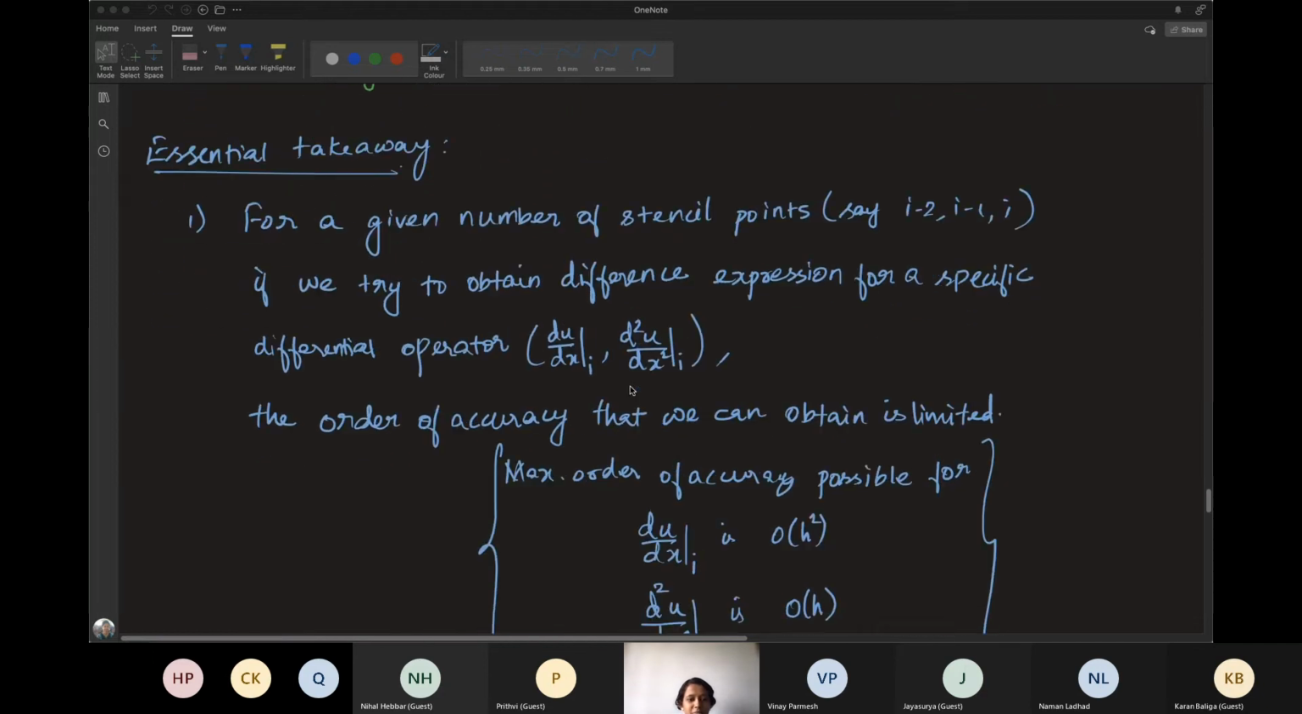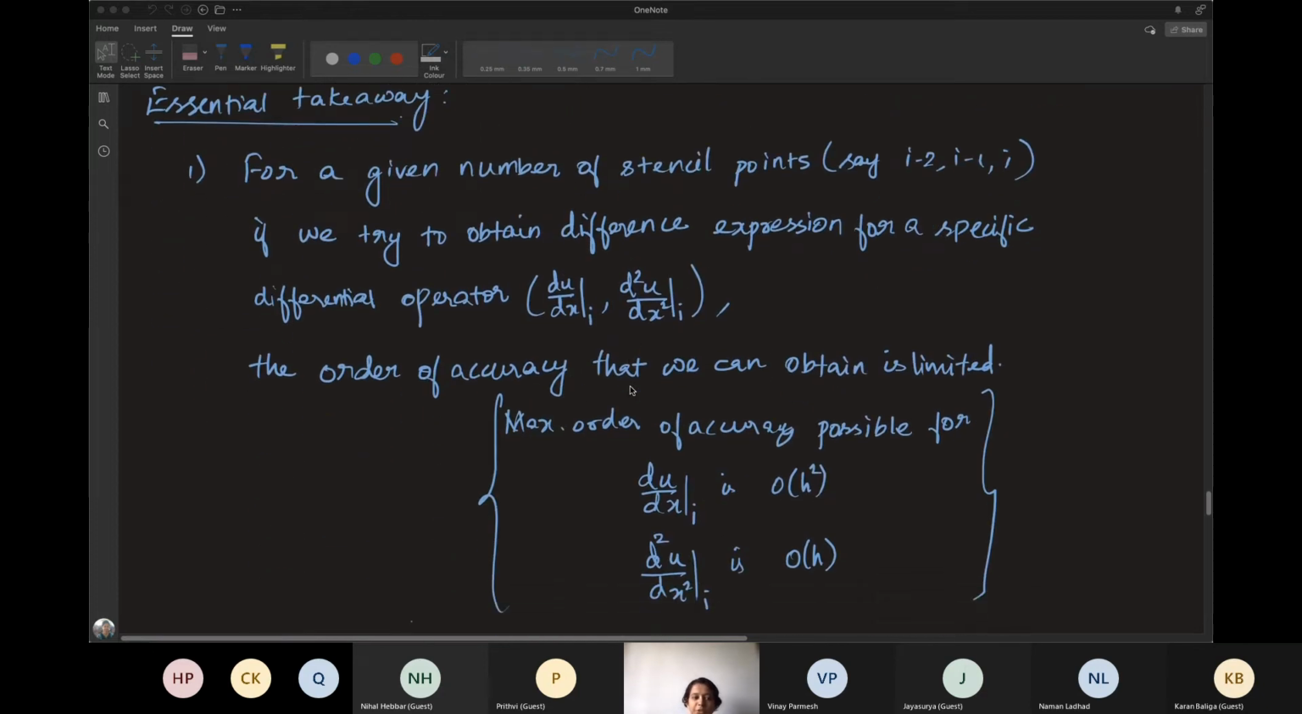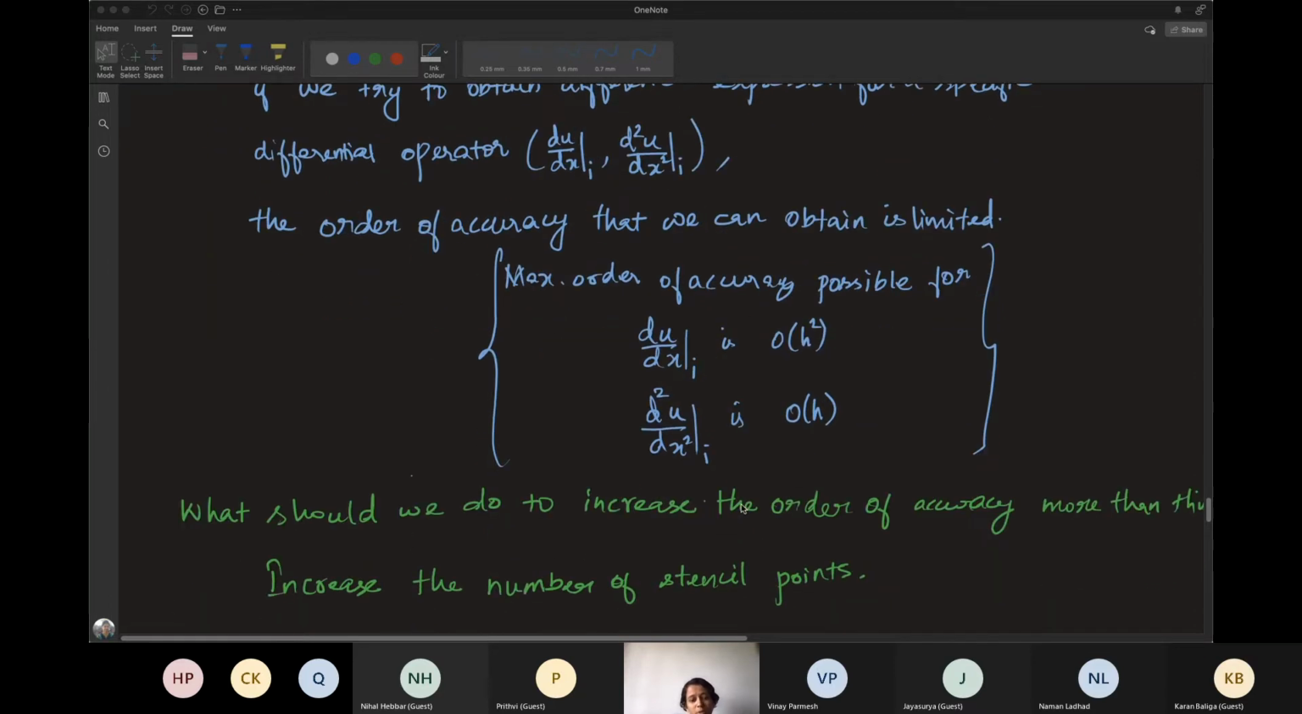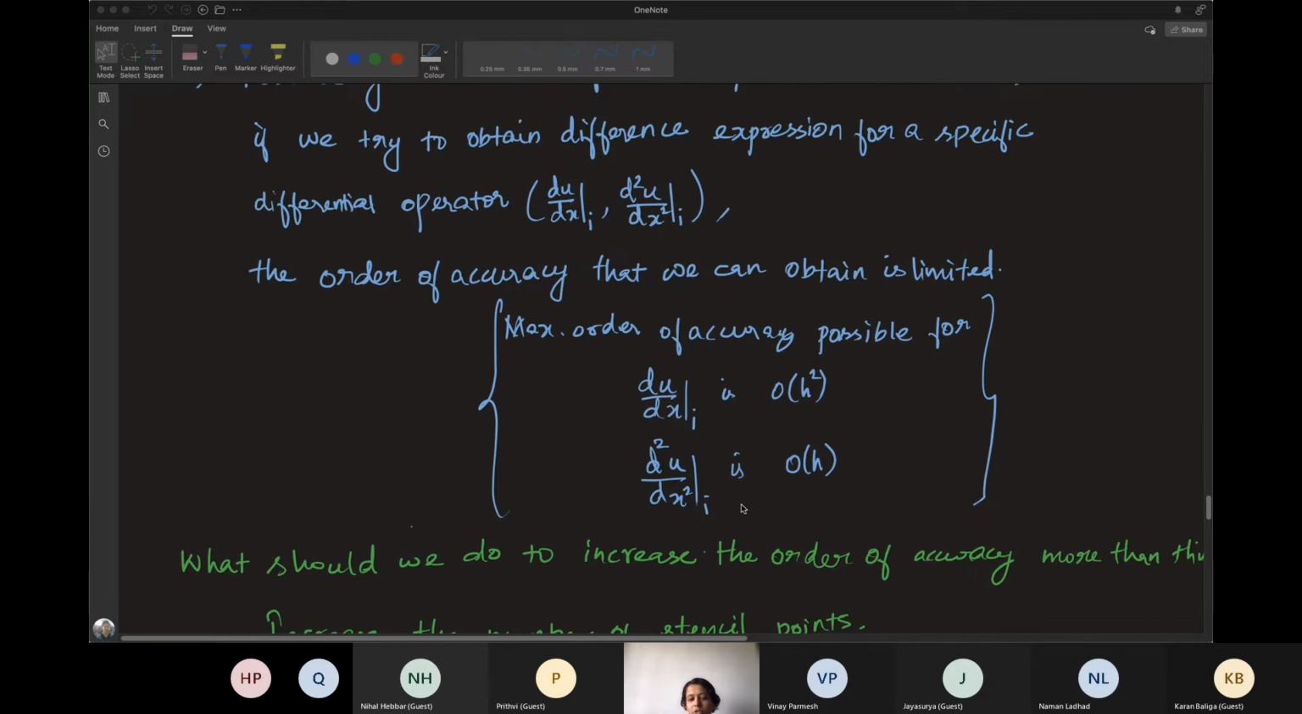So now the takeaway from this is, if you are given some number of stencil points, and you try to obtain the difference expression for some specific differential operator, say du by dx or d squared u by dx squared, then the order of accuracy that you can get for each of them is limited. So there is some limit to the maximum order of accuracy that you can obtain for some specific differential operator by using some specific number of stencil points. So for du by dx it was order h squared, and for d squared u by dx squared it's order h. So now what will you do to improve the order of accuracy?